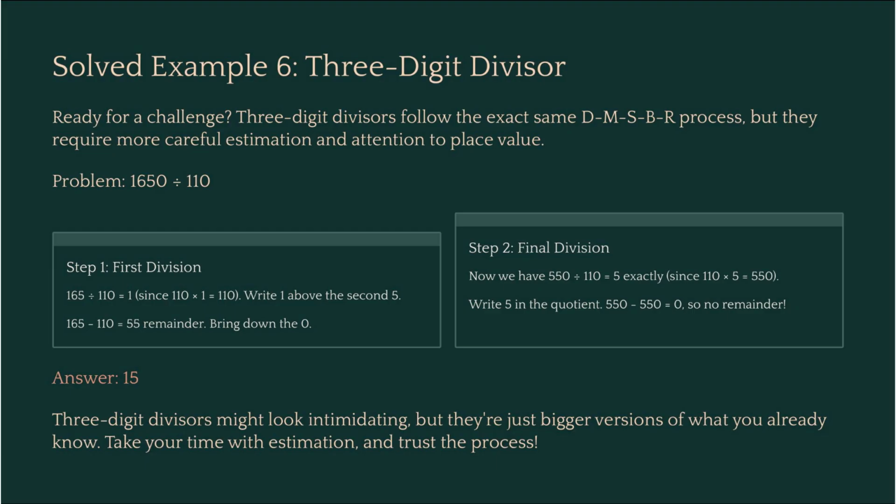Let's tackle a 3-digit divisor in example 6, 1650 divided by 110. This may look hard, but we can simplify by ignoring the 0 on both numbers for a moment. 165 divided by 110 is 1. We write 1. The remainder is 55. We bring down the 0 to make 550. Now, how many 110s are in 550? If you think of it as how many 11s are in 55, the answer is 5. So, the quotient is 15.